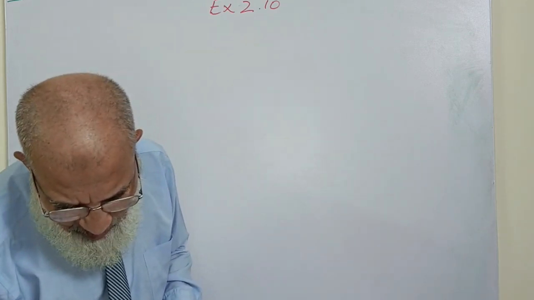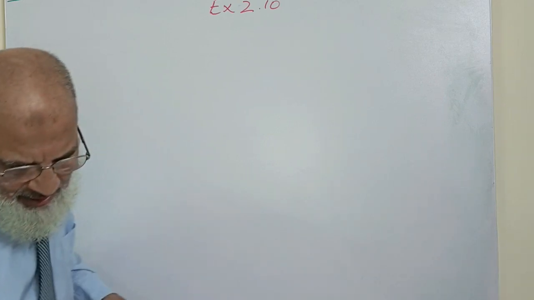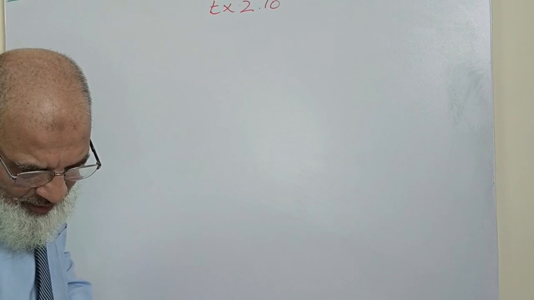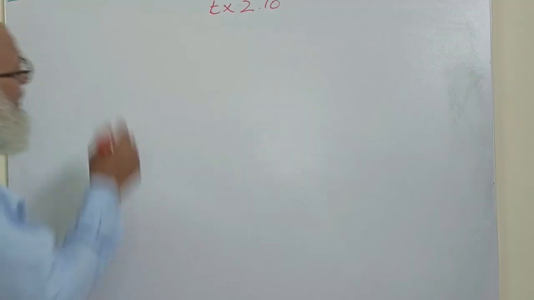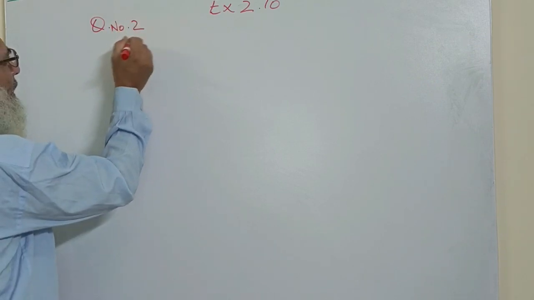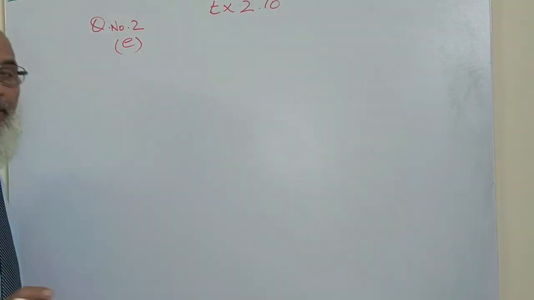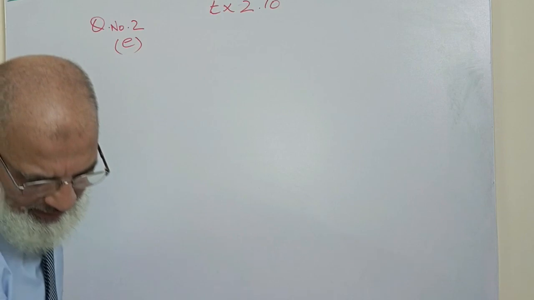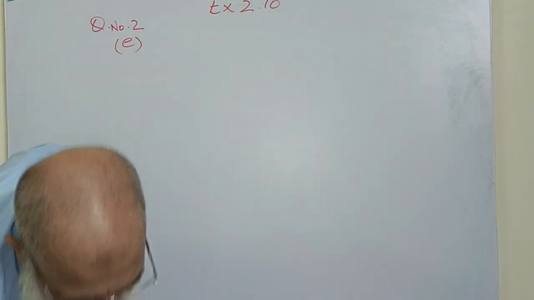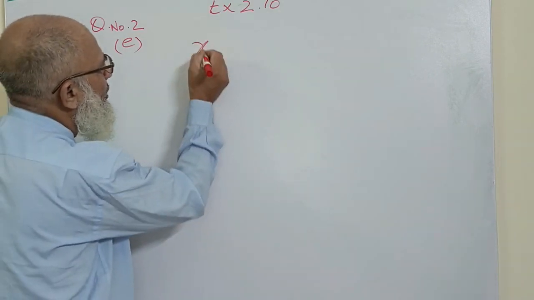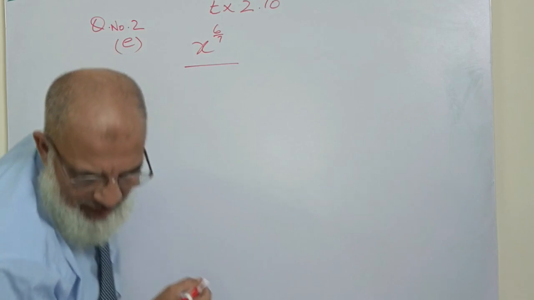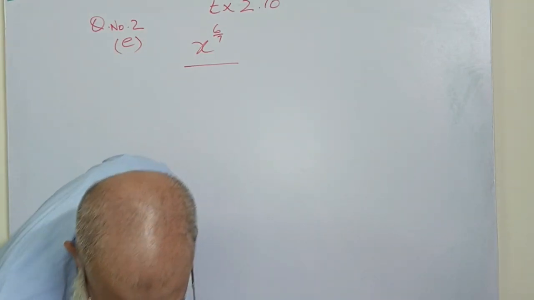There is an interesting question before part F, and that is part E, question number 2. We have already done part F in our last lecture. This is x^(6/7) divided by x^(2/7).